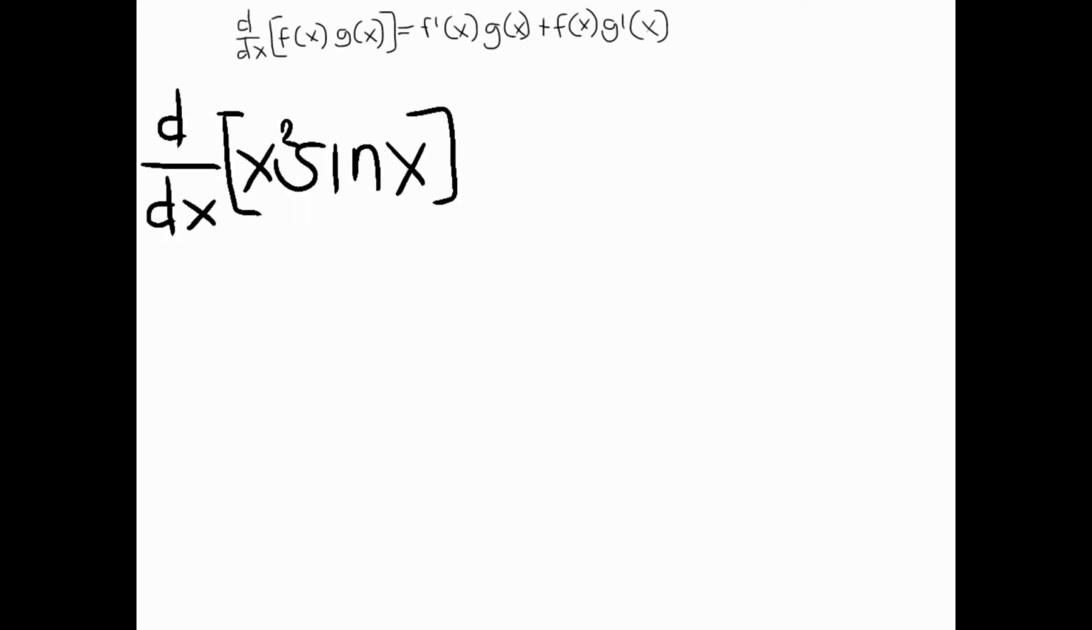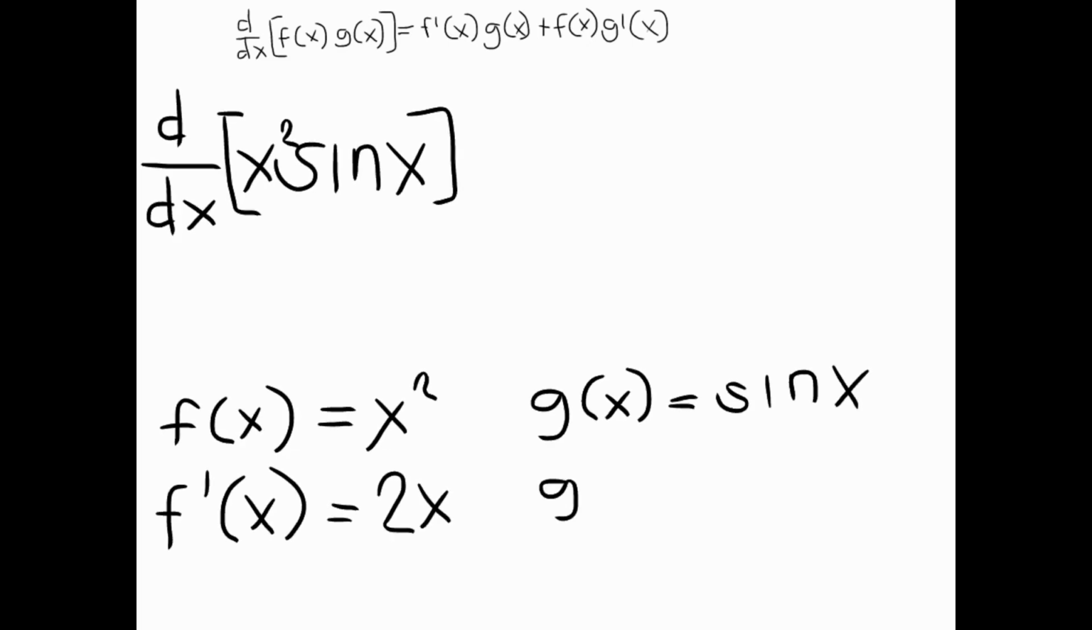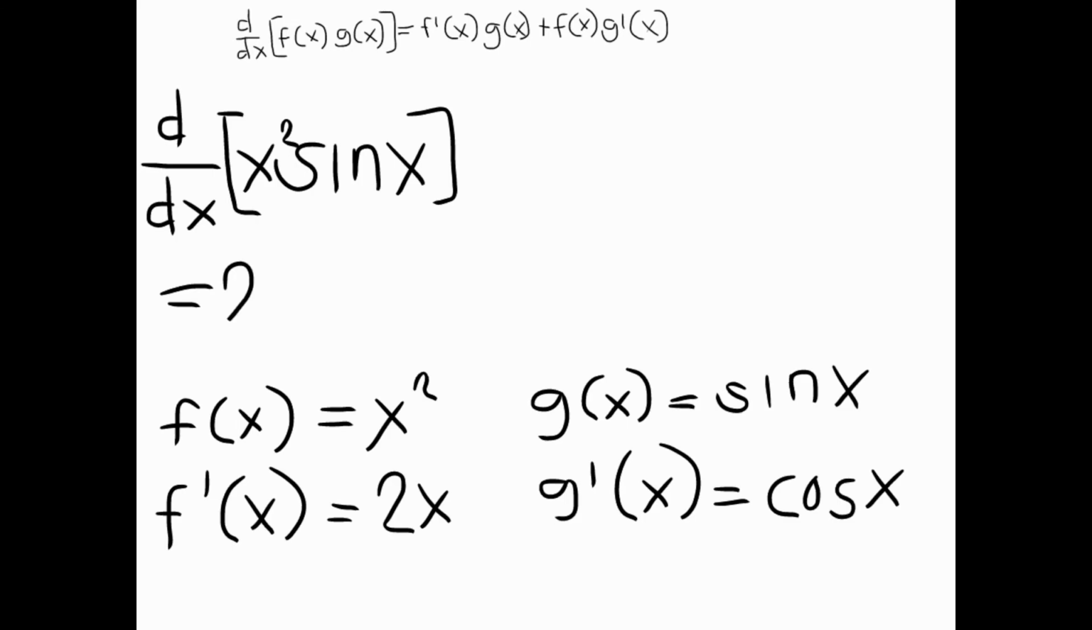So our f of x here is equal to x squared, while f prime of x is equal to 2x. g of x is equal to sine x, and g prime of x is equal to cosine of x. So the derivative of x squared times sine x is equal to 2x times sine x plus x squared times cosine x.